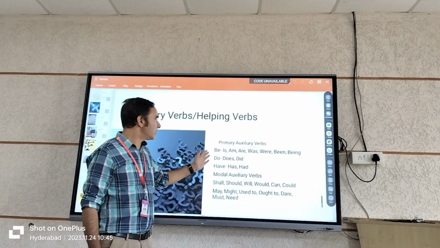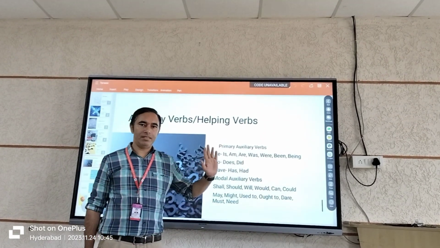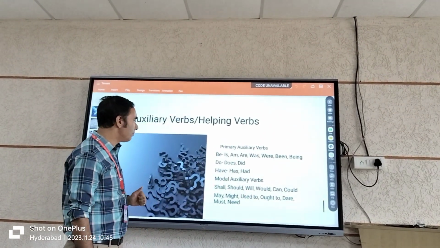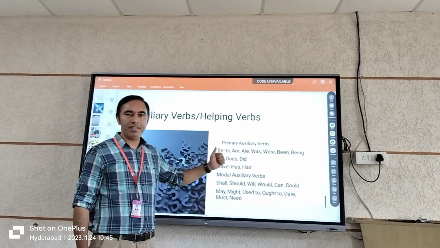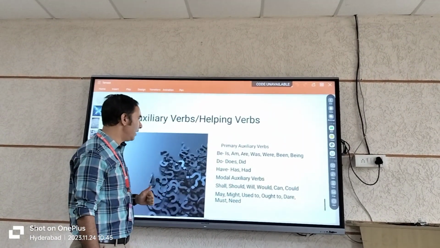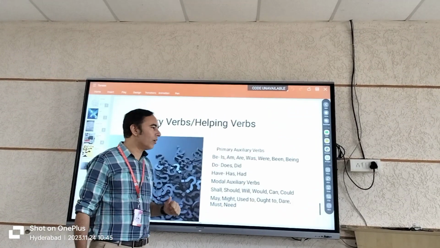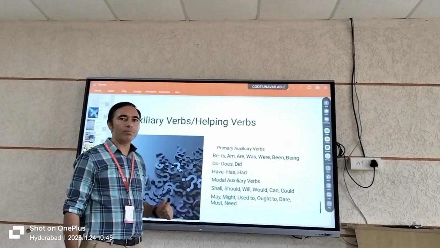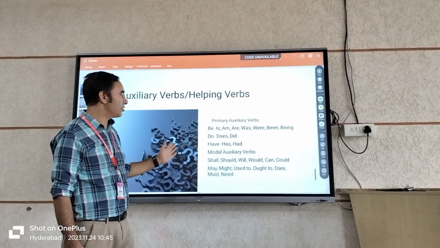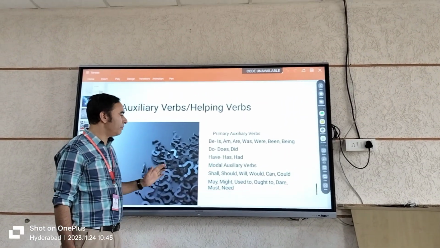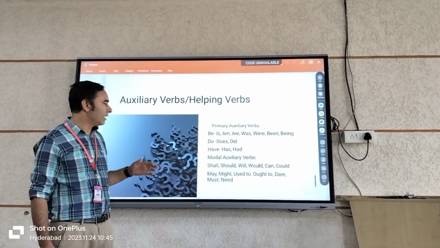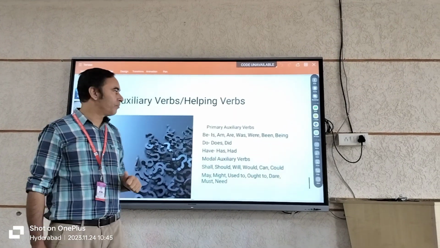And then does, did, these are the different forms of do. And then has and had, these are also different forms of have. And the second is modal auxiliary verbs. And when we talk of modal auxiliary verbs, we have shall, should, will, would, can, could, may, might, used to, ought to, dare, must, need.